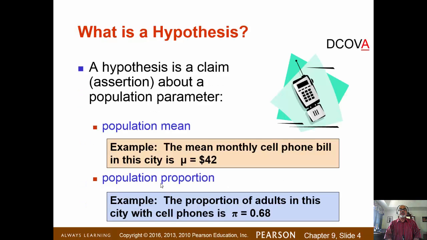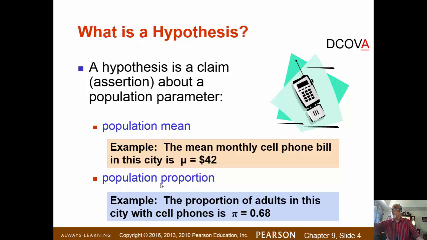So what is a hypothesis? Hypothesis is about a claim or an assertion about a population parameter. So for example, the mean monthly cell phone bill in a city is $42. That is a proposition that we want to test. So that's about population mean mu.